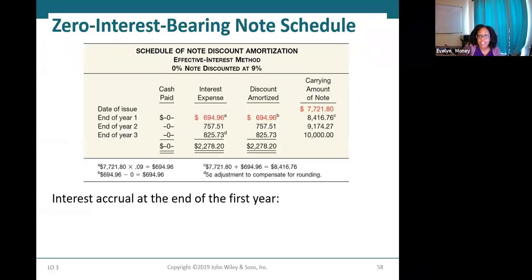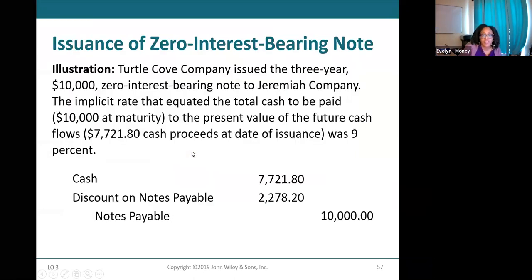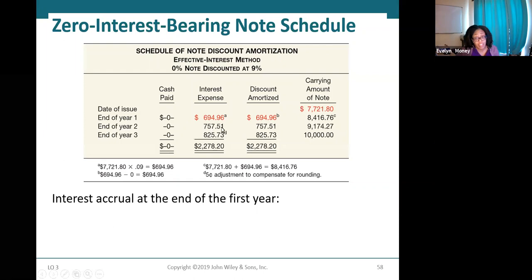Now we're going to amortize it using the effective interest method, and you have experience with the effective interest method at this point. You take the carrying amount or the carrying value of the note and you multiply it times that implicit rate. Let me go back so that you can see, because this is a zero interest bearing note, so I can't use the rate that's on the note. It's zero. I have to use the implicit rate, or the market rate of interest. And then that gives me the amount of interest expense.